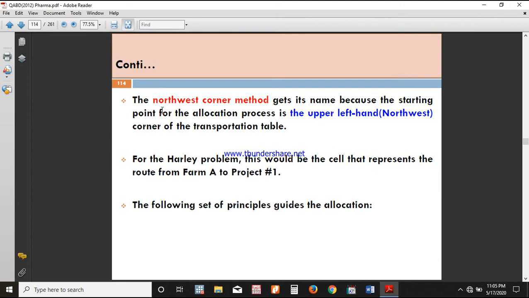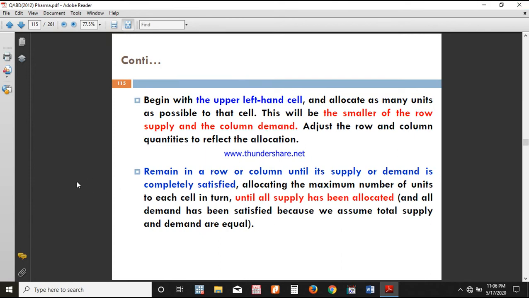Therefore, to find a solution set through this northwest corner point, you should always start from your upper left-hand side top margin. You can consider the geographical location of this northwest corner is the upper left-hand side of the table. Therefore, you can allocate as much as possible. You can select the smaller value comparing the rows and supply and the demand side, and you can take the smallest value and allocate as much as possible until all demand and supplies are fully satisfied.